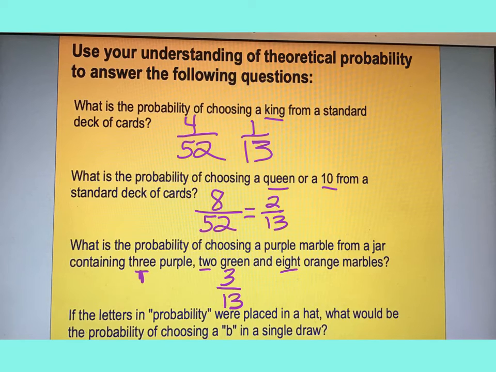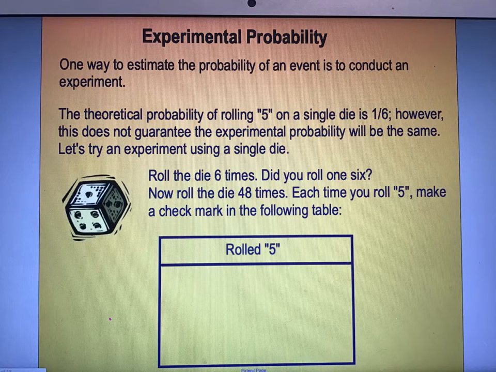Last one, if the letters in probability were placed in a hat, what would the probability of choosing a B in a single draw? Go ahead and raise your hand. So hopefully what you did is you counted all these letters because they said you put them all in a bag, and I believe there are 11. 3, 6, 9, 10, 11. So your bottom number is going to be an 11. And then the top number answers your question. How many are B's? Well, there's 2 of them. So you can see this theoretical probability is pretty easy stuff.